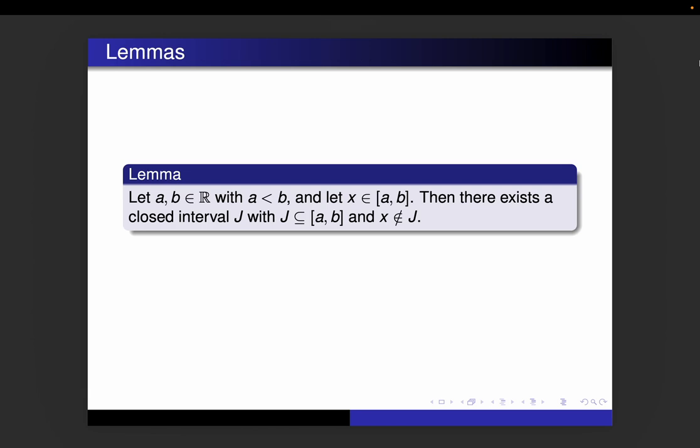So recall the most important lemma, but also kind of the easiest to prove, was the following. If you let a be a real number that's less than b, and let x be in the closed interval between a and b, then we can find a closed interval J that is contained in the closed interval between a and b, such that x is not in J. We proved that one in class. I'm not going to go ahead and try to prove that one again.